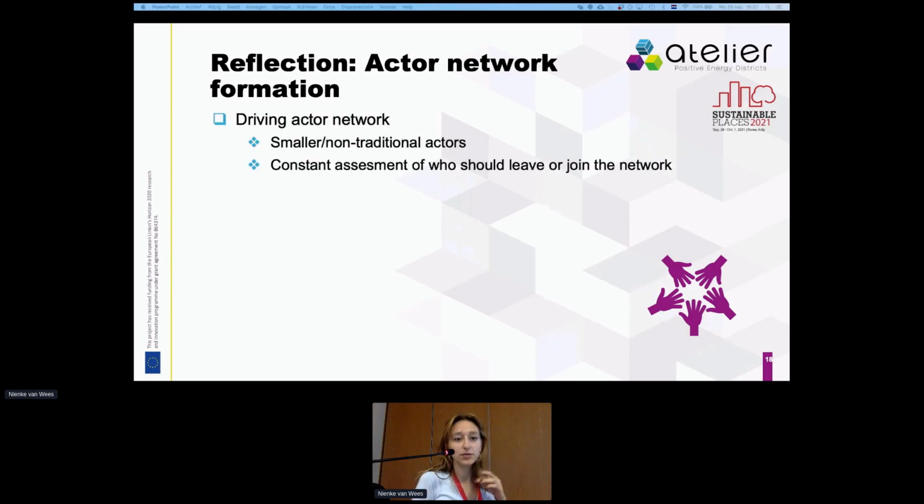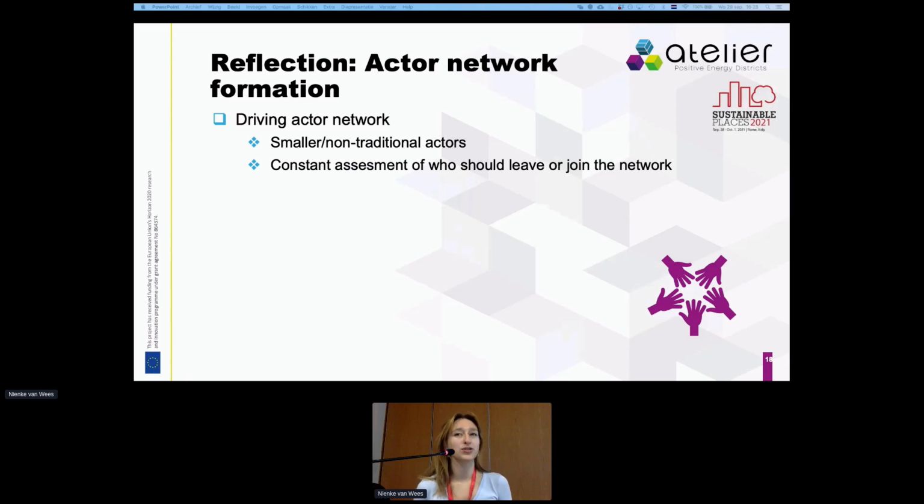So here I'm going to discuss three main pillars of network formations. When you think about driving an active network, you can think about including smaller and non-traditional actors. I think we've all heard about the incumbent schools, and here when you include maybe even startups or SMEs or really innovative companies that you might not directly think about, they can also be a driver of this active network and pull everything together.